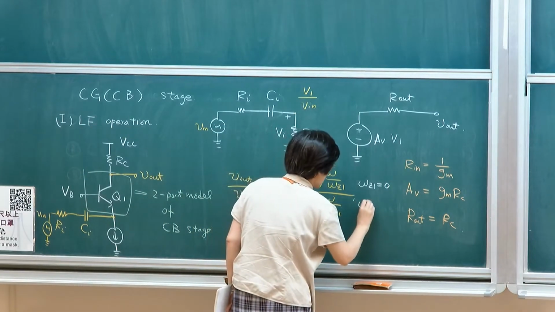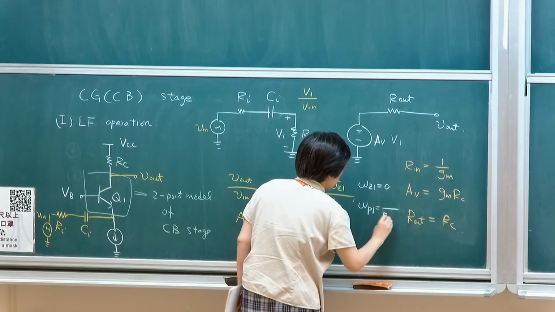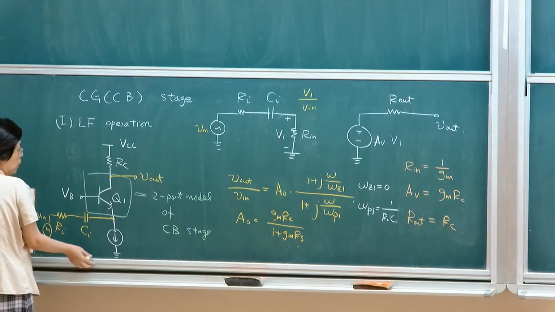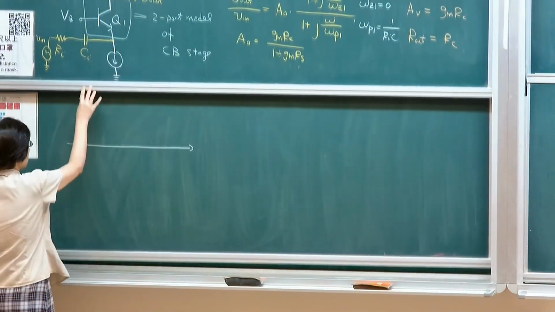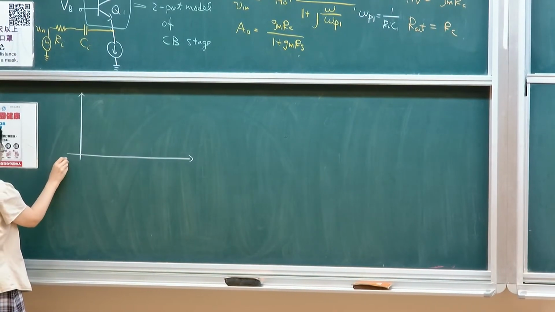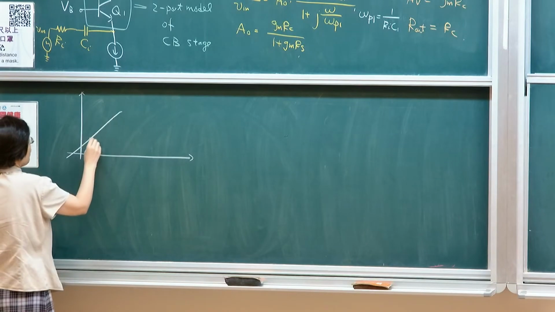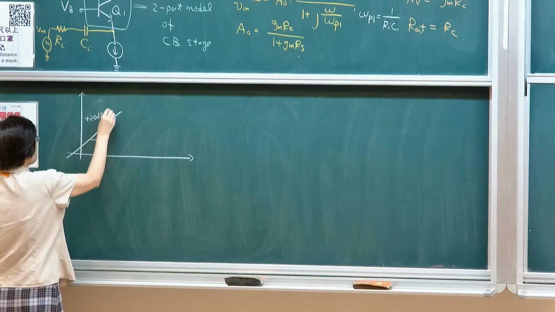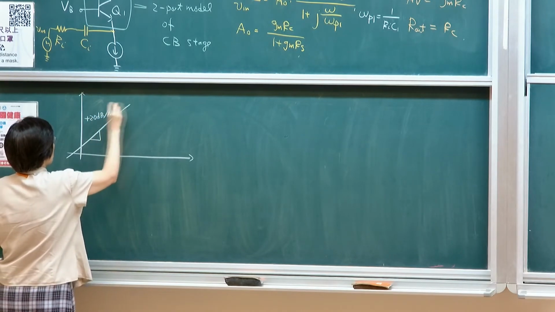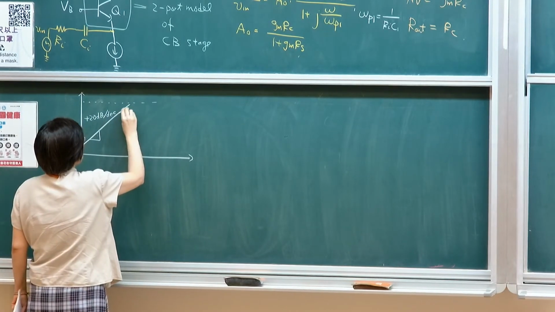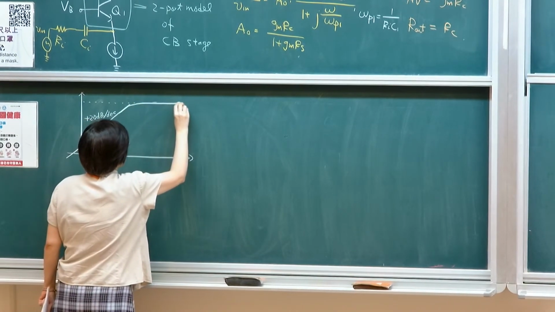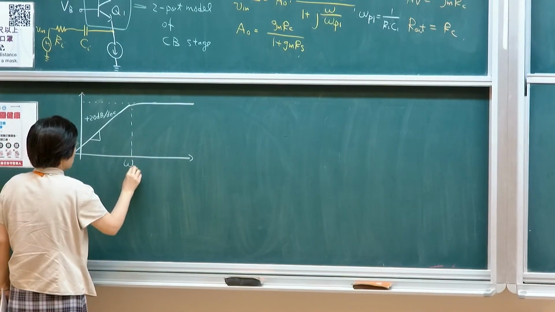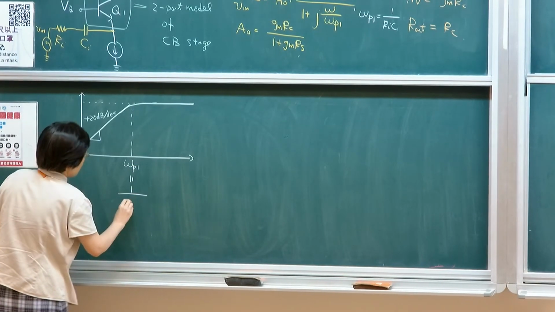And omega P1 is determined by 1 over RI CI. This is very similar to what we see for a coupling capacitance. It will start increasing at a rate of plus 20 dB per decade, and then it will flatten out at omega P1, which is 1 over RI CI.